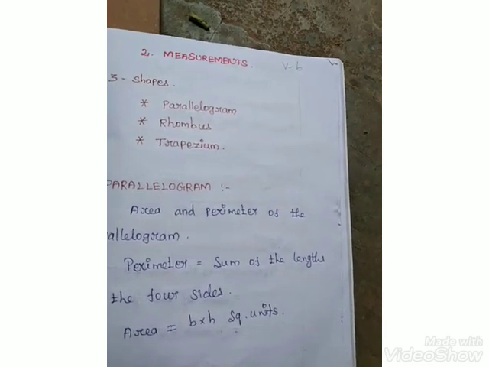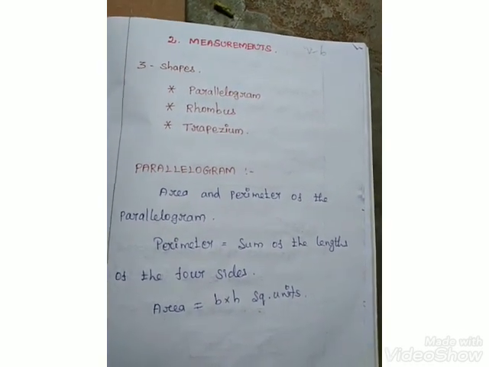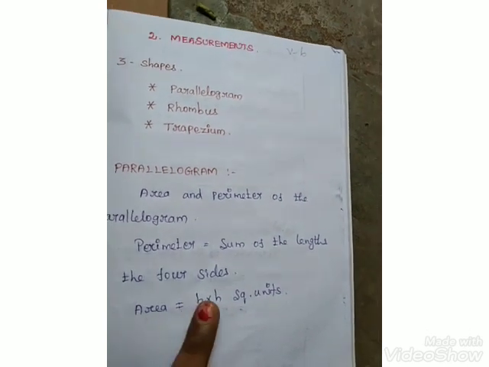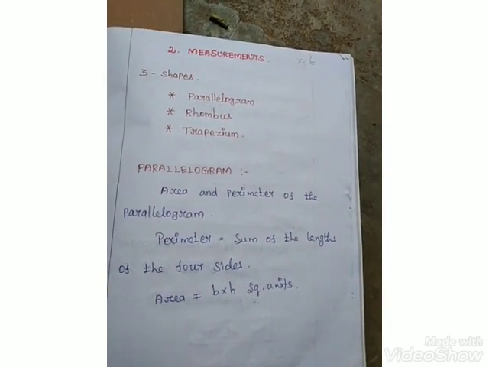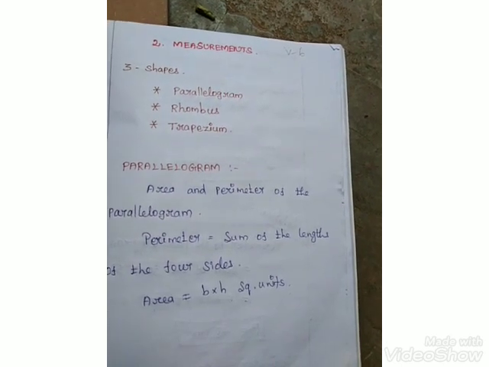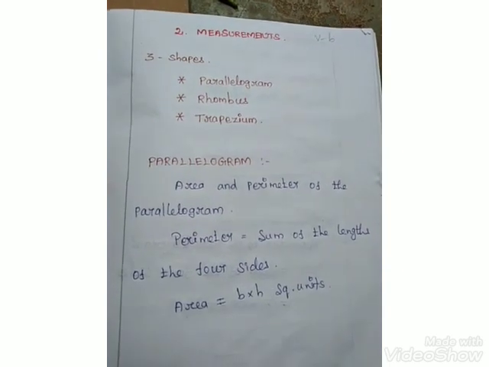In the last class we saw the shape parallelogram. What is the formula for the perimeter of a parallelogram? Sum of the length of the four sides. So we add the four sides, that is the perimeter of the parallelogram. Okay, what is the area of a parallelogram? Already you know, base into height square unit.